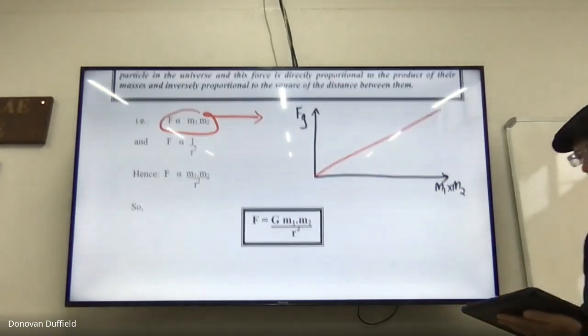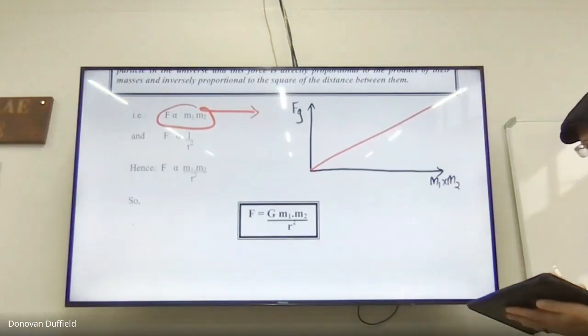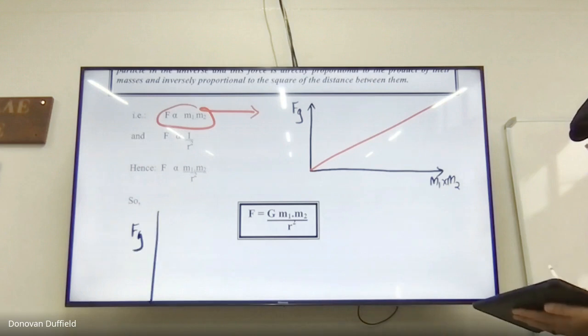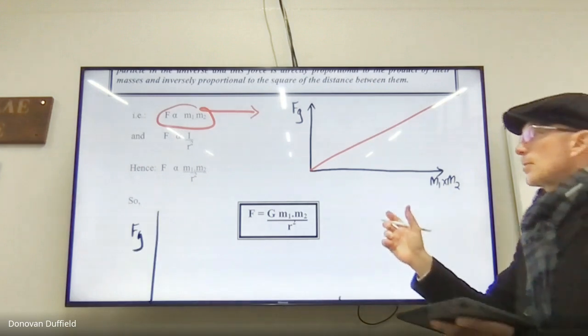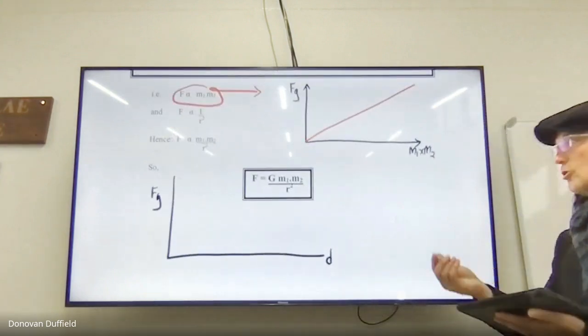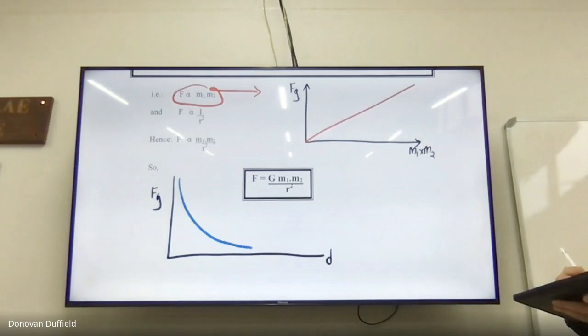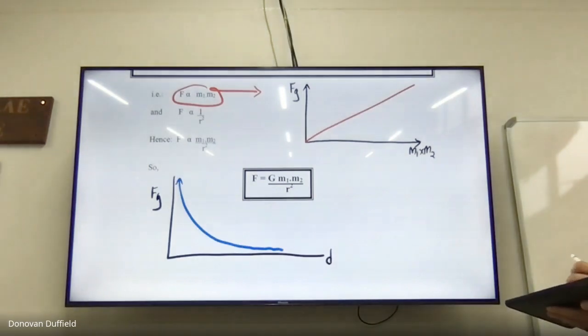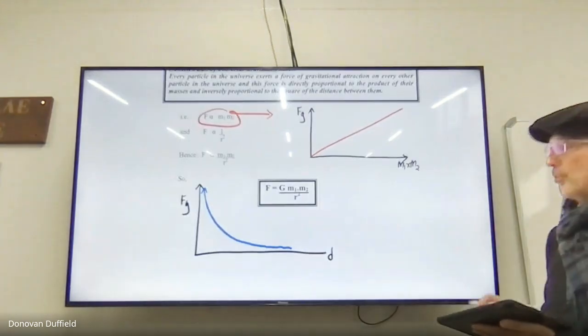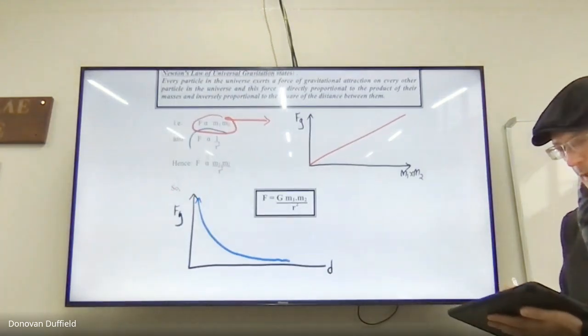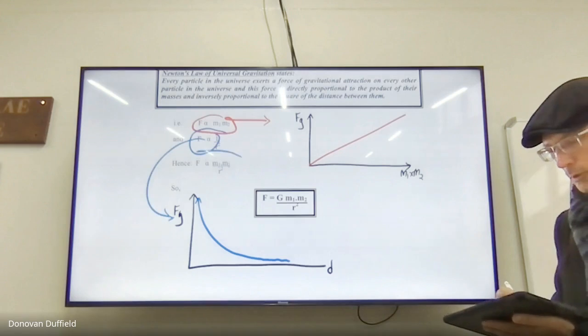But he also said that if we take the force of gravity and we measure the distance between them, you can use d or r, we find that it's inversely proportional. And so if you put the two of them together, you get this.